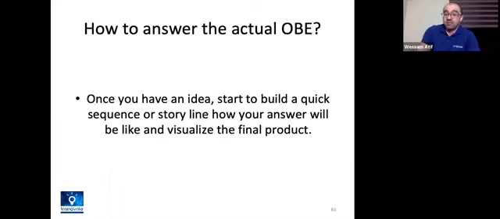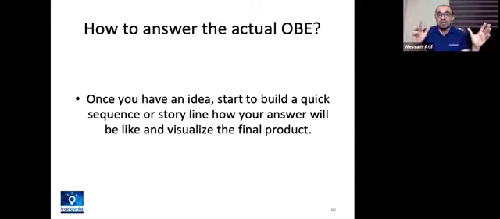Okay? Once you have an idea, start to build a quick sequence or storyline of how your answer will be, and visualize the final product. The visualization here is very important. How is my answer going to be like? What does it look like? What's the story? Where do I start? Where do I end? Or how do I end? Okay. This visualization is more important than the writing itself.